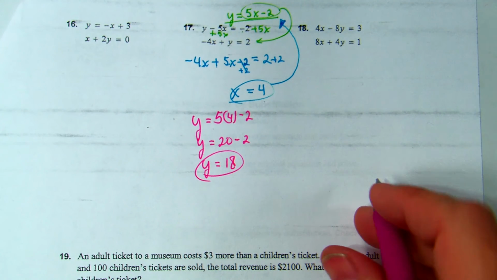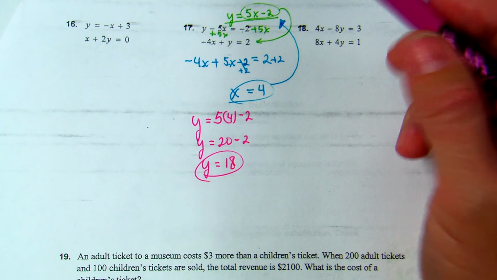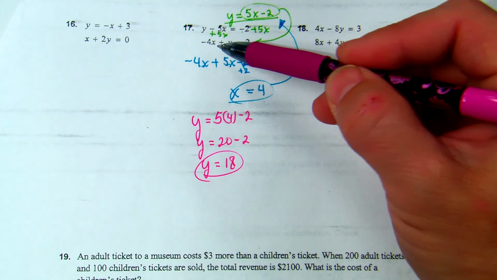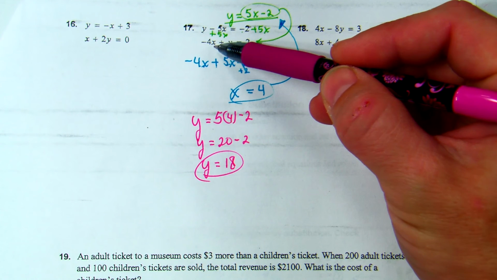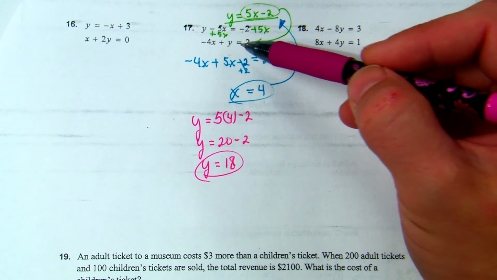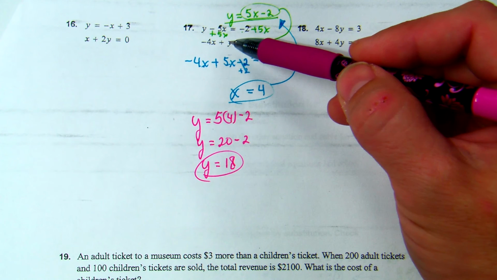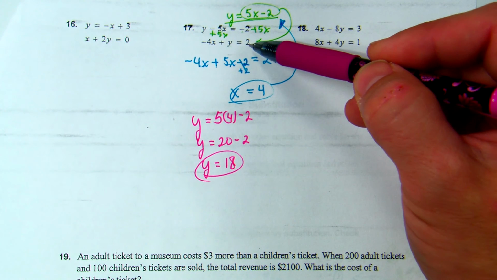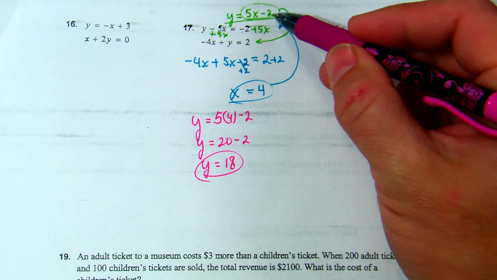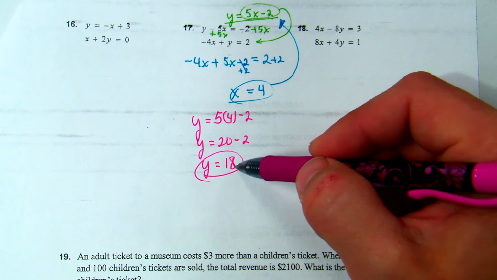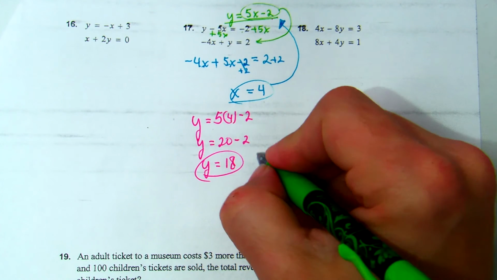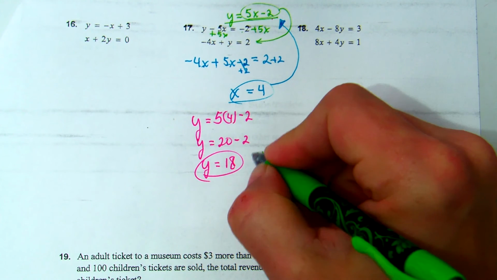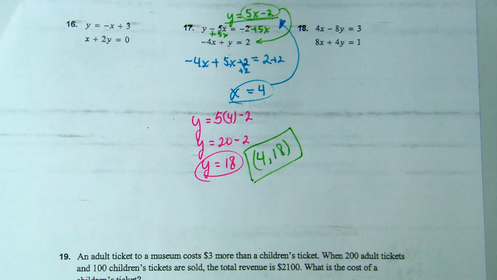Now let's check those. If I have negative 4 times 4, I have a negative 16. y is positive 18, and 18 minus 16 is a positive 2, so that checks out. And we know it works for the top equation because that's the one we used to find the variable value itself. So our solution to this system of equations should be 4 comma 18. That is the ordered pair and the answer to number 17.